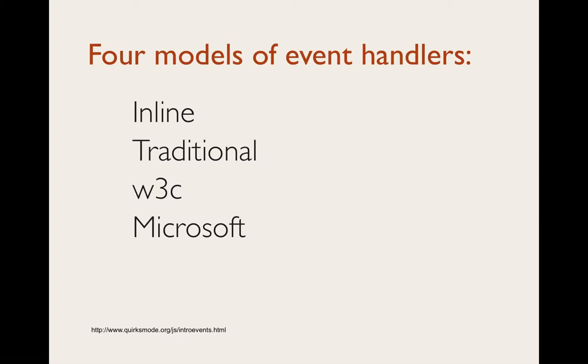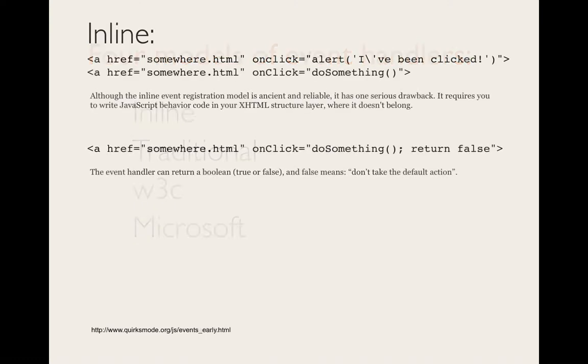Well, let's look at the four models of event handlers. A little bit of this is review in case you haven't kind of put it together. These are roughly chronologically how they've come into being. They're classified generally into four different buckets. We've got the inline, very early usage of inline event handlers. We've got the traditional one, the W3C standards one, and Microsoft did their own thing for a while.